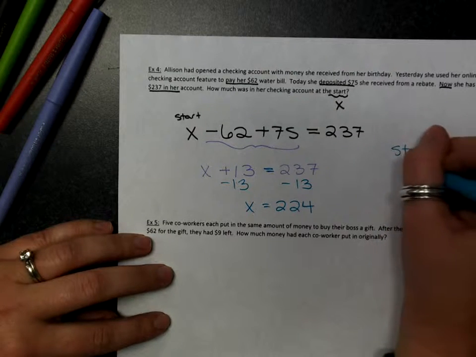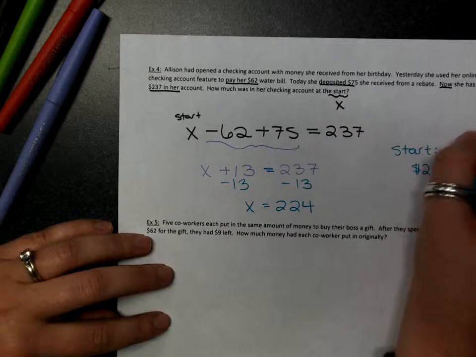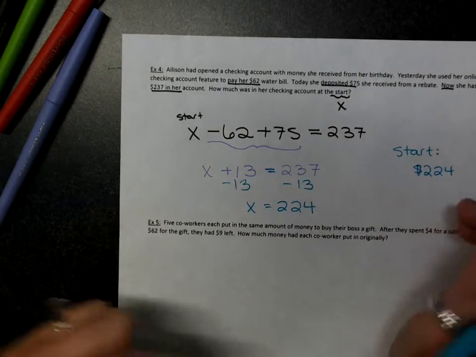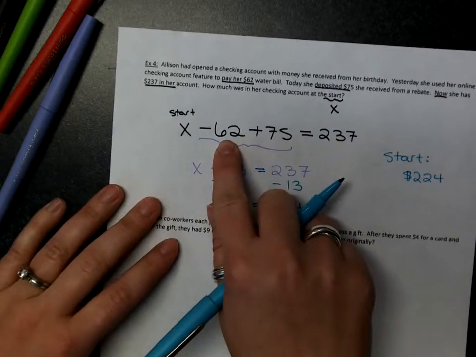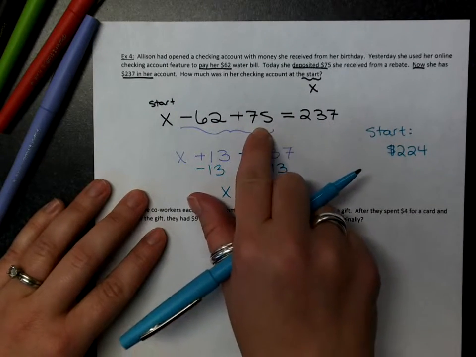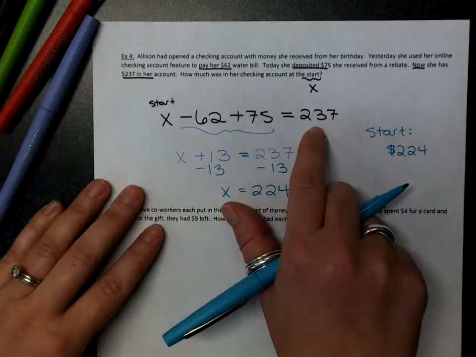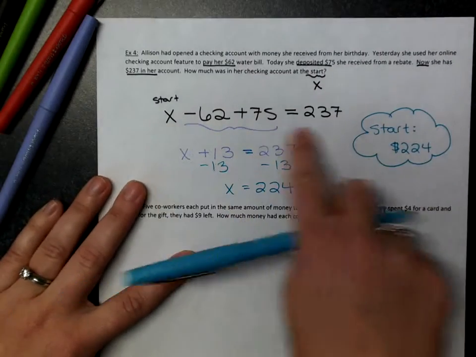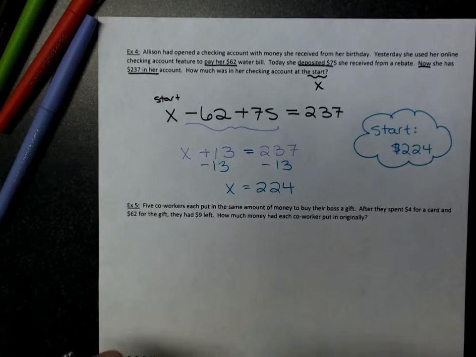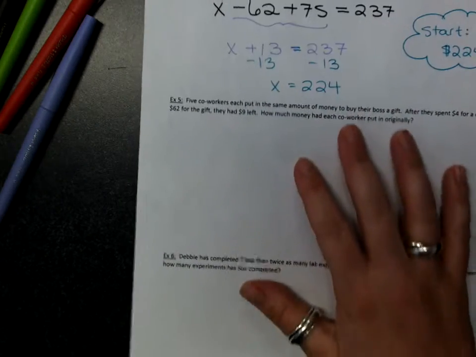So she started with $224. And you can double check that. If you take the 224, subtract 62, and add 75, you should get 237. And again, I'm using an algebraic equation. If there's another method you want to use to solve, that is fine with me.